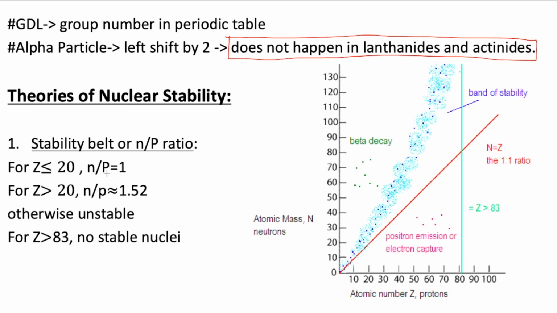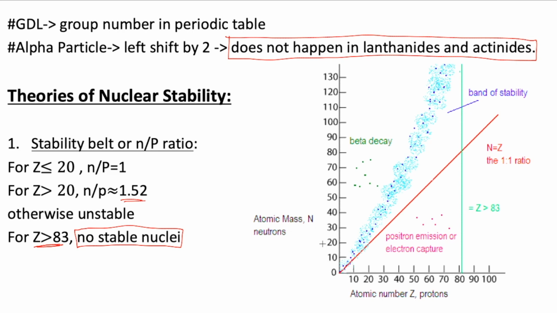Okay, theories of nuclear stability. The first theory we study for nuclear stability is called the stability belt theory, or n by p ratio theory. What does it say? It says that for atomic number less than 20, the n by p ratio should be equal to 1. Whereas for atomic number greater than 20, the n by p ratio should be somewhere up to 1.5 to 2. Otherwise, if this is not followed, the nucleus is said to be unstable. Also remember that for atomic number more than 83, there is no stable nucleus. Now this can be easily illustrated from this diagram or this graph.